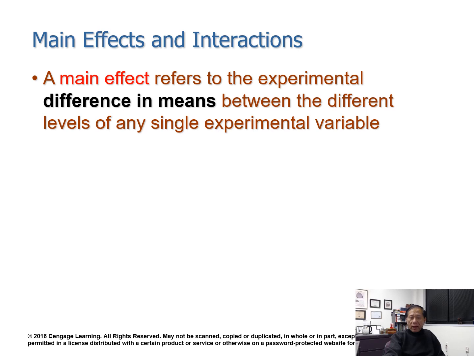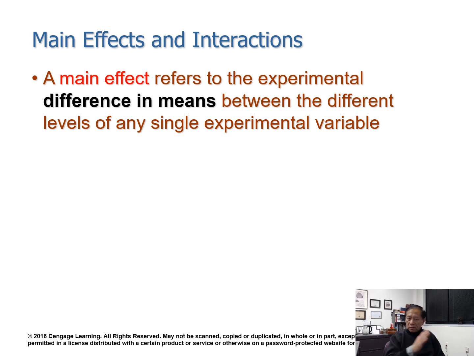When we talk about the effects, we want to talk about the main effects versus interaction effects. What's the main effect? Main effect refers to the experimental difference in means between the different levels of any single experimental variable. Like, for example, different colors of the room, right? We want to see the purchase intention of people, shoppers, consumers in the room, right? And look at the means of the purchase intention score.